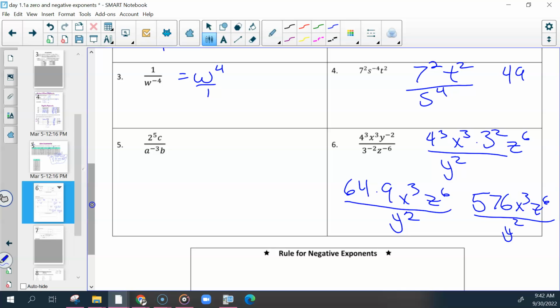My s's kind of look like 5s, but that is an s. Trying to make it look more like an s. I don't know if that works.